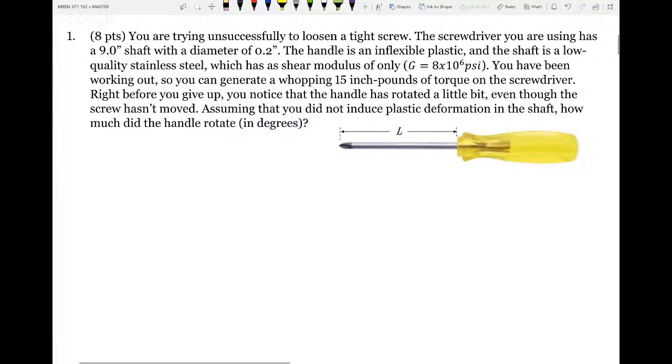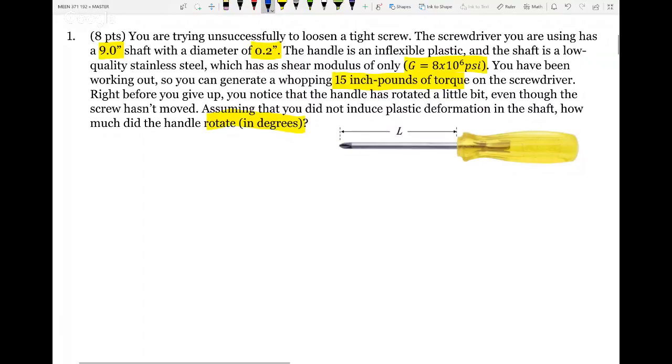Exam 2. Here are the solutions. We have a screwdriver. We're given a torque, a shear modulus, a diameter, and a length. And so the question is, what is the angle of twist here in degrees?